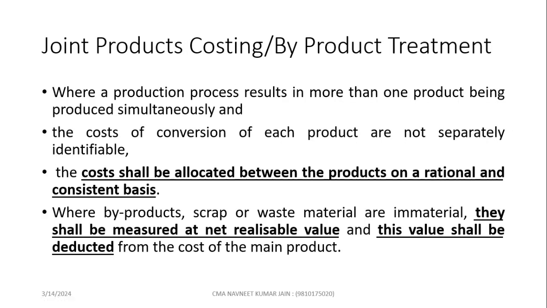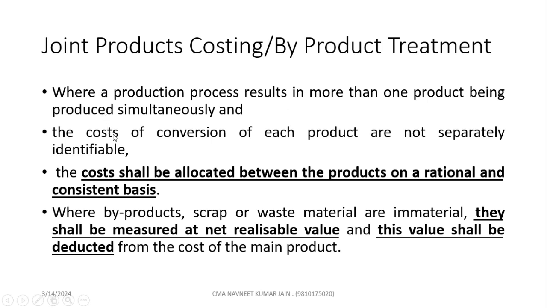Now, coming to joint products costing and by-product treatment: where a production process results in more than one product being produced simultaneously and the costs of conversion of each product are not separately identifiable, the cost shall be allocated between the products on a rational and consistent basis. Rational and consistent basis has not been defined anywhere in the ICDS. So you have to do this as per your professional wisdom and judgment, as you are already doing in cost accounting under the existing rules.